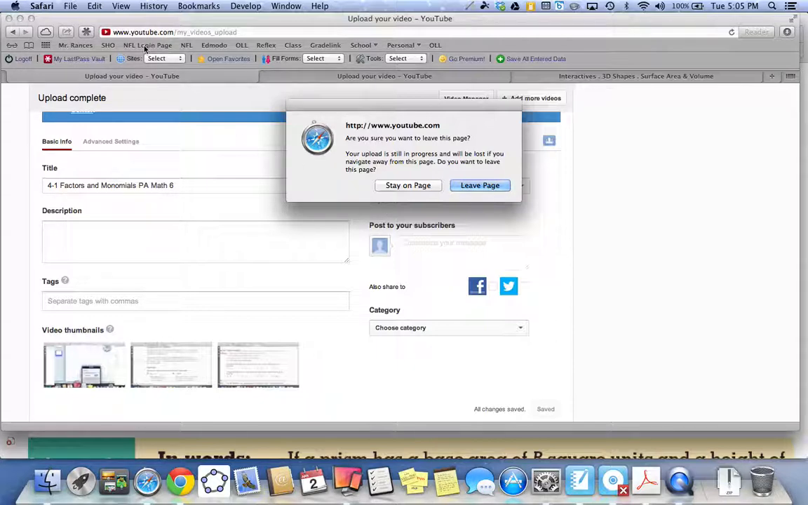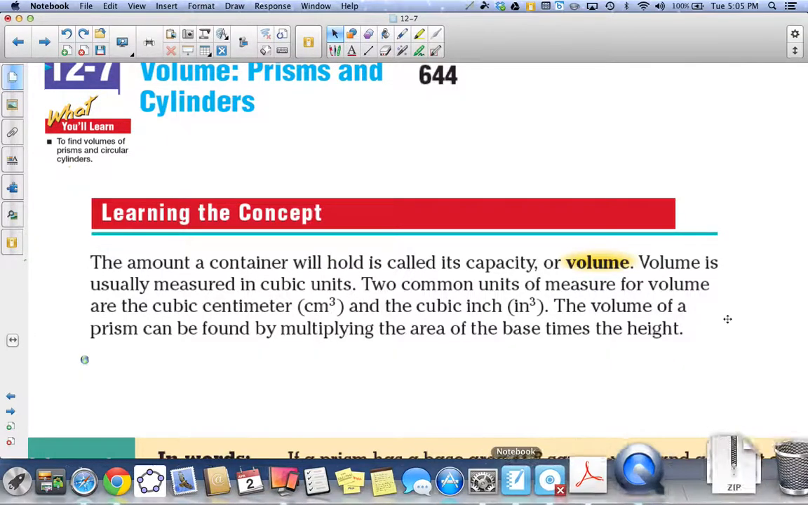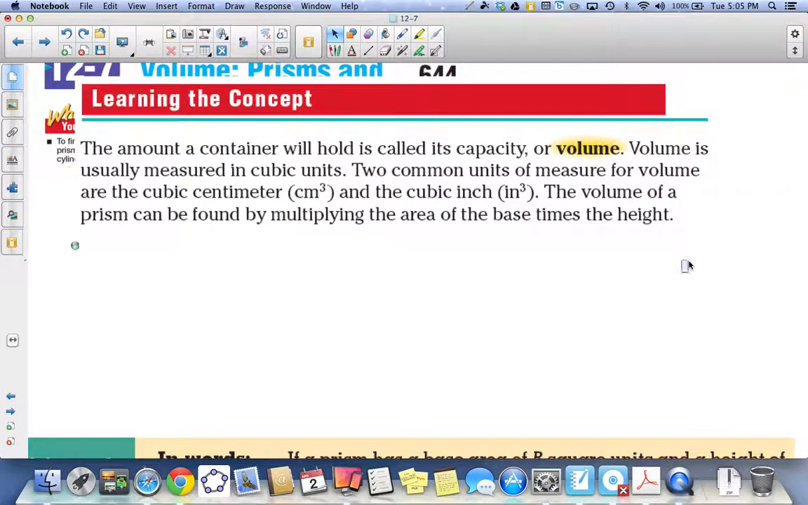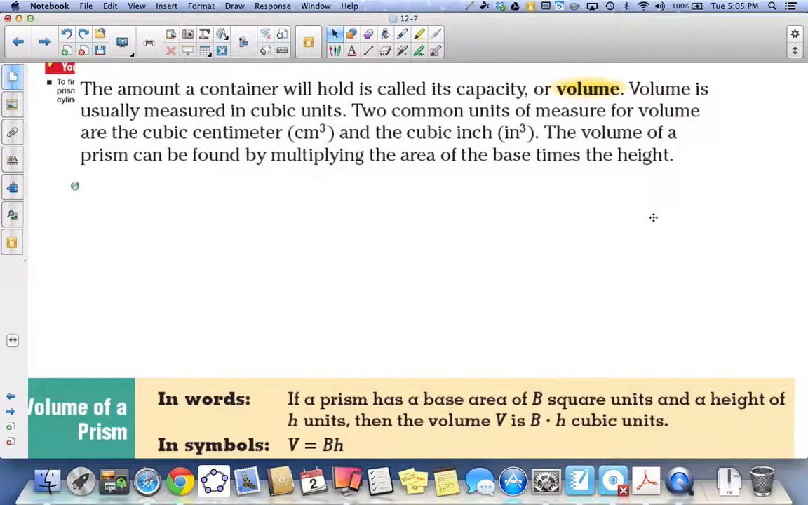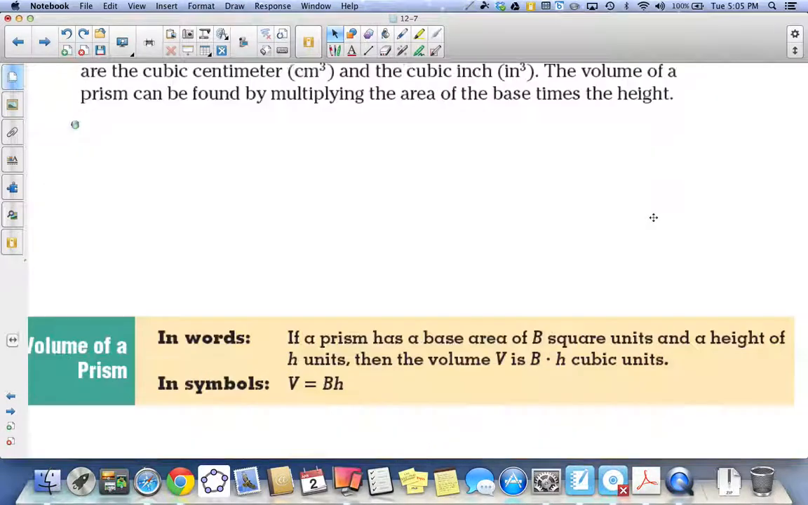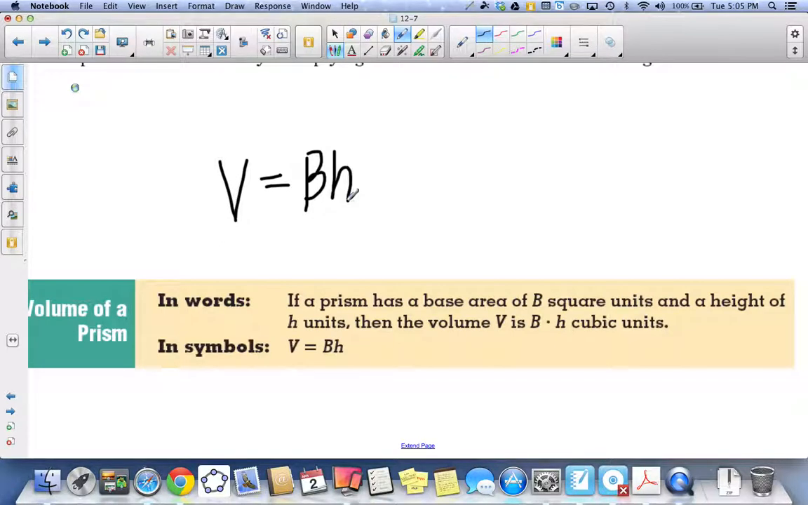And that's the reason why the unit is in cubic units. And going back now to finding the volume: the volume can be found by multiplying the area of the base times the height. So volume is nothing more than big B times the height.